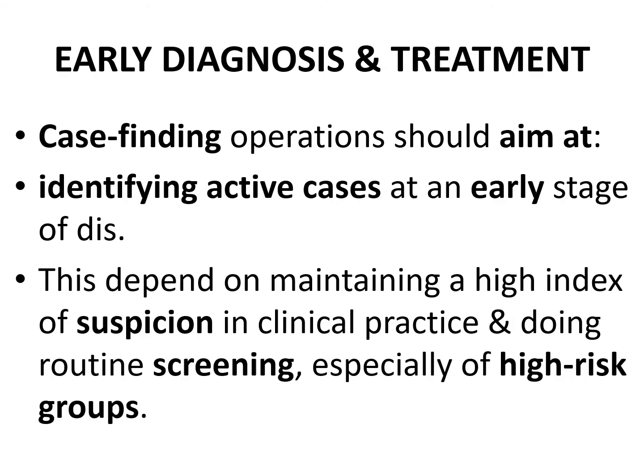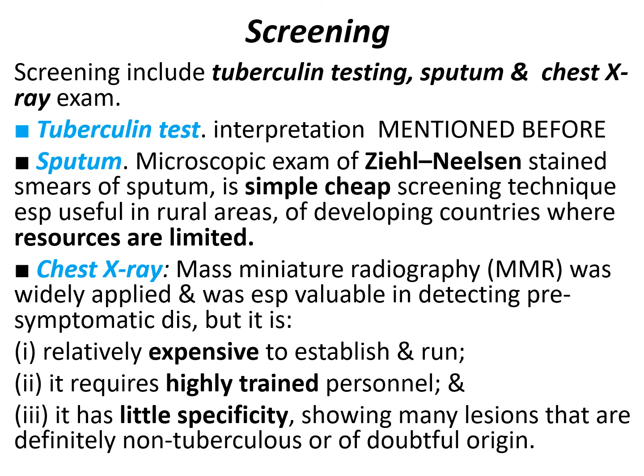Early diagnosis and treatment. Case finding operations should aim at identifying active cases at an early stage of disease. This depends on maintaining a high index of suspicion in clinical practice and doing routine screening, especially of high risk groups. Screening includes tuberculin testing, sputum examination, and chest X-ray examination.